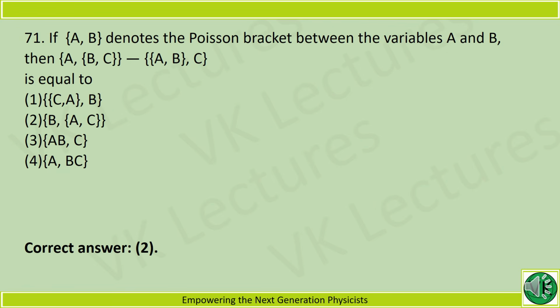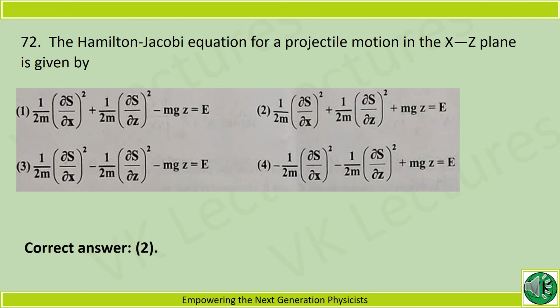If a comma b denotes the Poisson bracket between the variables a and b, then the bracket of a comma b comma c minus a comma b comma c equal to. Correct answer is option B. This is also previous KSET question. The Hamilton-Jacobi equation for the projectile motion in xz plane is given by, here is the equation.